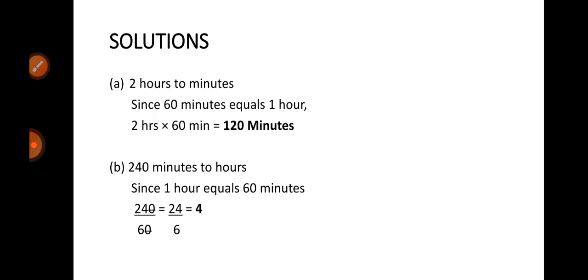For example, 2 hours to turn into minutes, we know that 1 hour is 60 minutes. So we multiply that 60 by the 2 hours to give us 120. Now the second one says 240 minutes to hours. In this case, we divide, because 240 is the time they told us that we have, 240 minutes. We should convert it to hours. Since 1 hour is equal to 60 minutes, we will divide 240 minutes by 60 minutes.